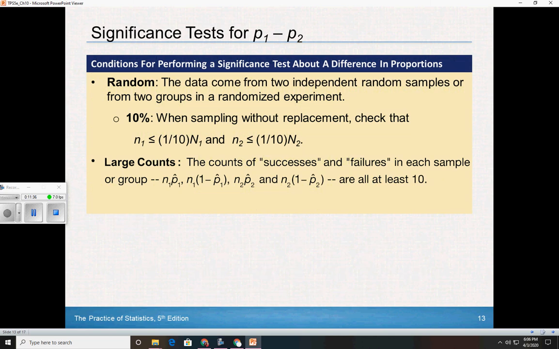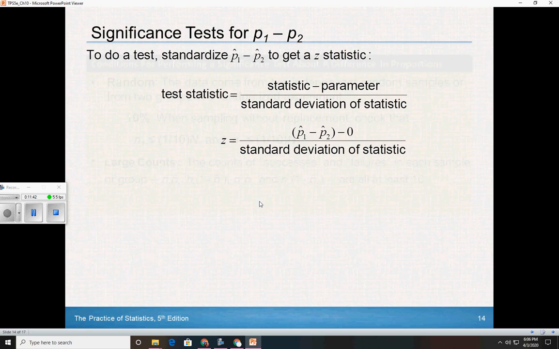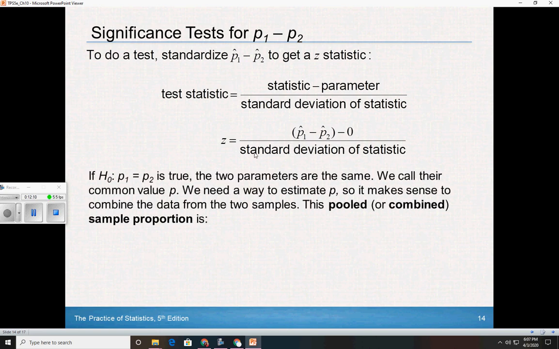Conditions look very similar to what we have before. And my test statistic is just like we've done in the past. The test statistic is the statistic minus the parameter over the standard deviation of the statistic. In other words, p hat 1 minus p hat 2, that's my statistic. The parameter is really p1 minus p2, which we are hypothesizing to be 0. So that's why this is a 0. And then this standard deviation of the statistic is that square root stuff we talked about before.